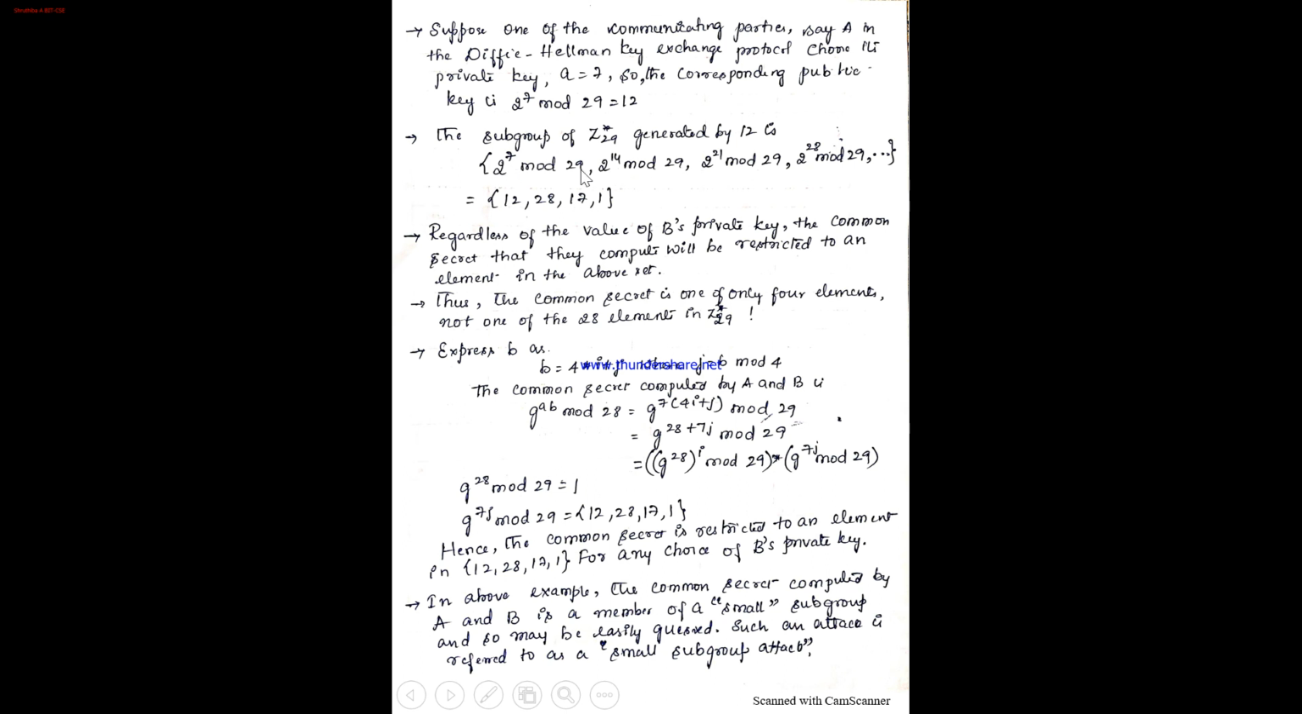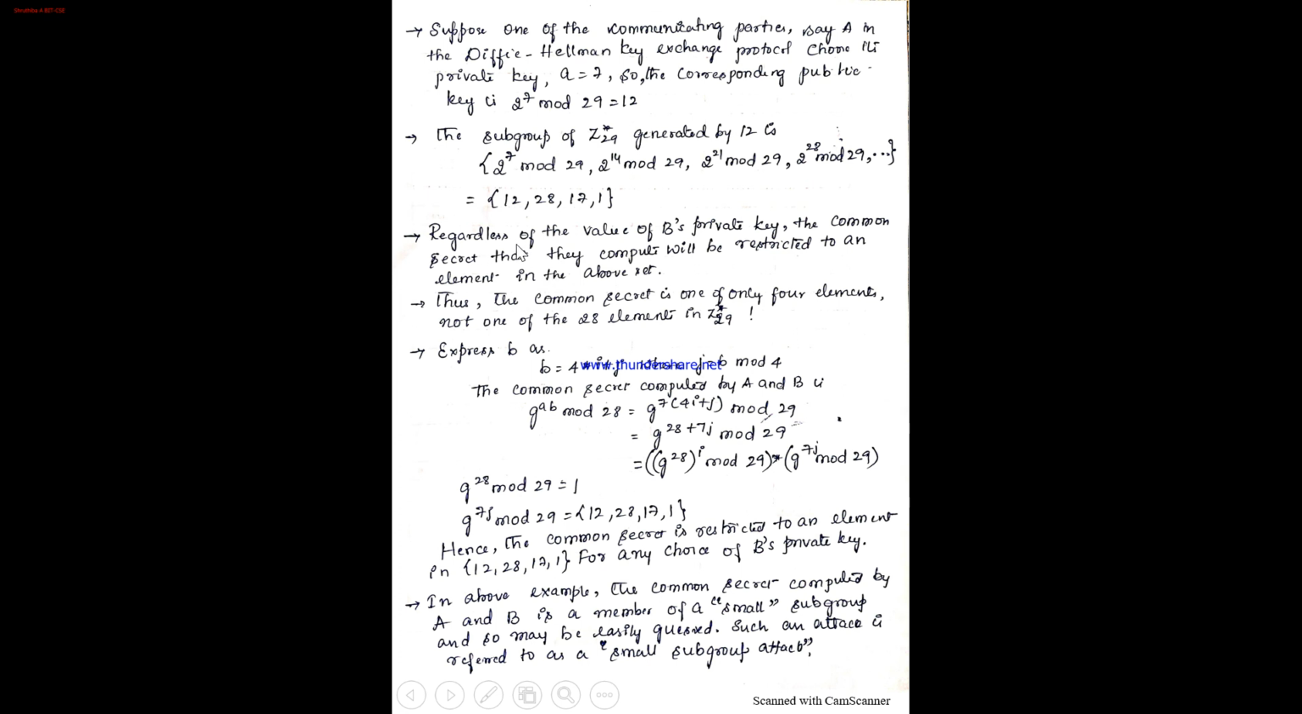If I continue, 2 to the power of 14, 7 2s are 14, 7 3s are 21, 7 4s are 28. Like this the power will go. 28 is the maximum number I have here, so I'll stop. Now the possibilities are 12, 28, 17 and 1. So the secret key that gets generated could be any one of these values. Only 4 possible values.